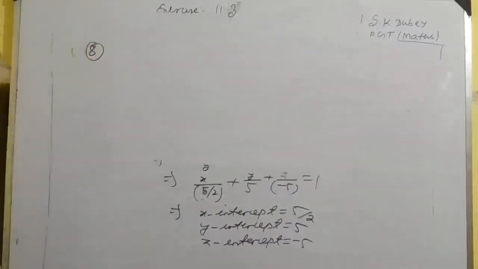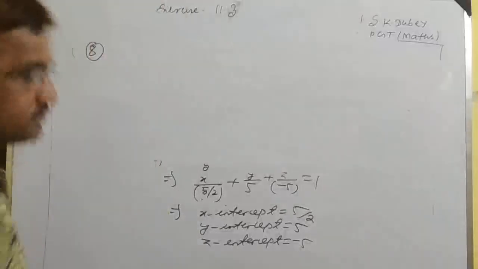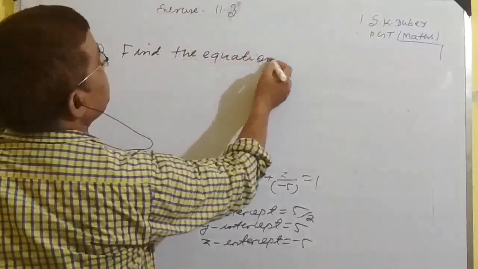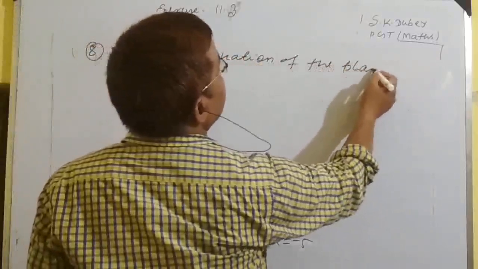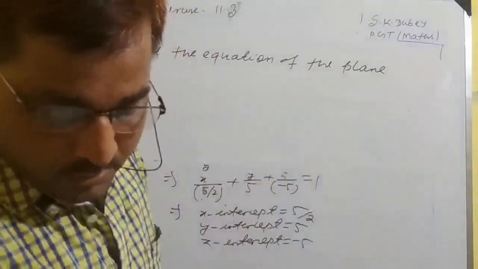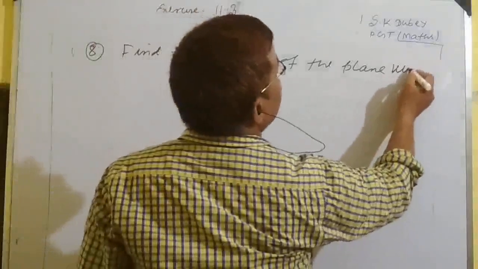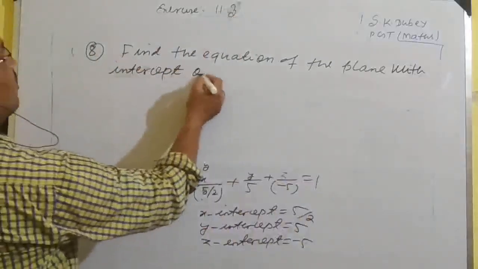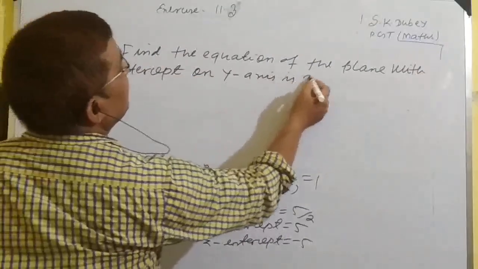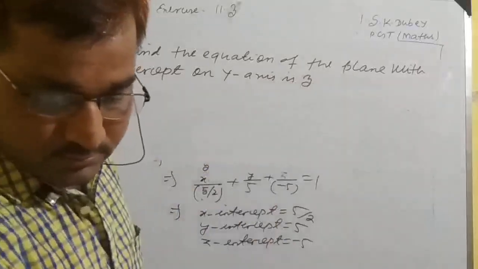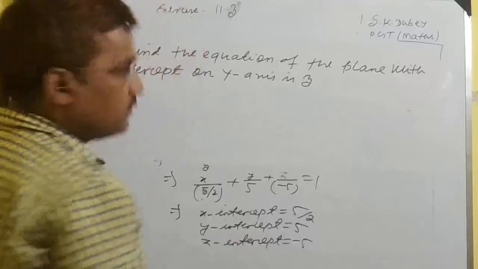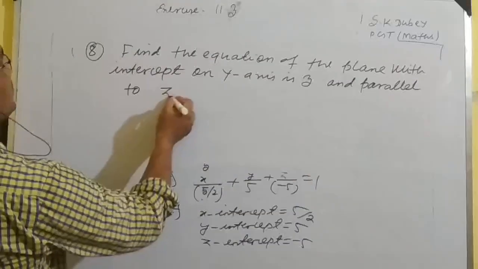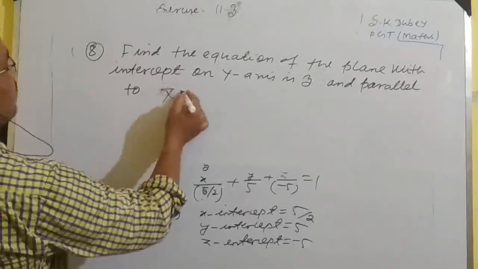Next, question number 8: find the equation of the plane with intercept on y-axis 3 and parallel to the XOZ plane.